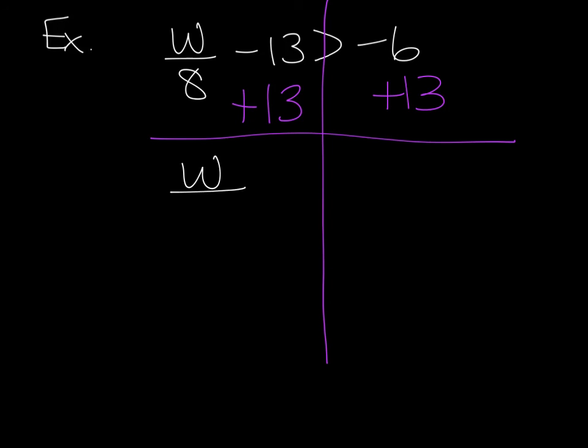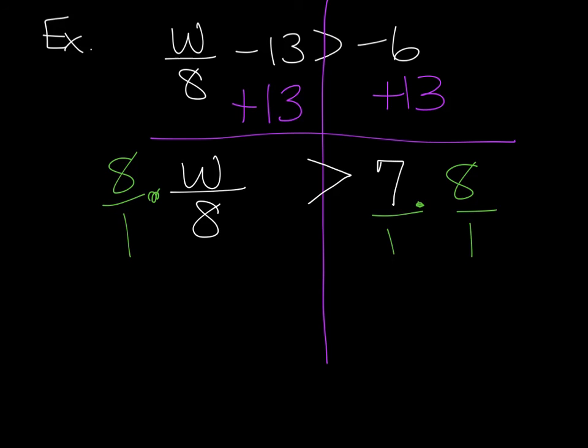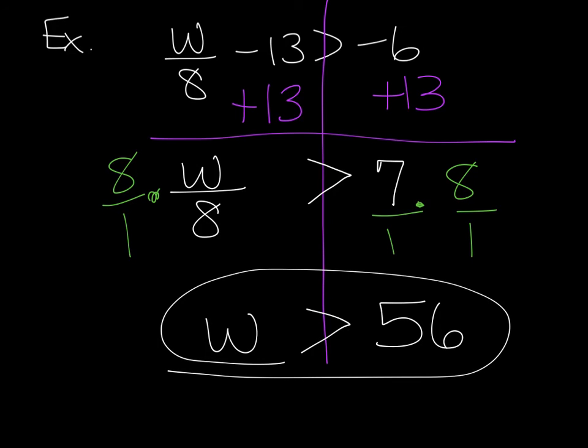I'm left with w over 8 on this side. My 13s have canceled. I drop down the inequality exactly as it is. And now I have negative 6 plus 13, which is a positive 7. Okay? So again, like before, I've got to go with my next step. Well, my next step is I want to get rid of that 8. How do I get rid of that 8? I'm going to multiply both sides by 8, or 8 over 1. Same thing. I can put this over 1, put this over 1. And then I'm left with a w on this side. My inequality stayed the same, and 56. That would be the final answer to this problem, going step by step.